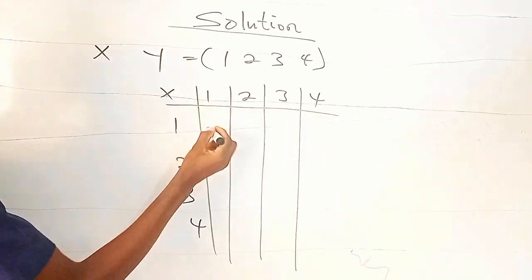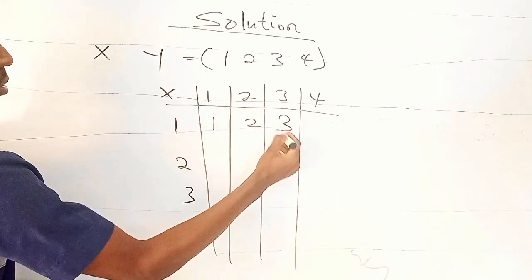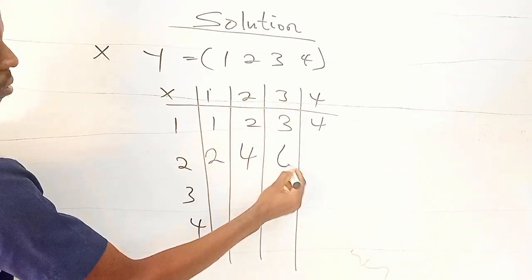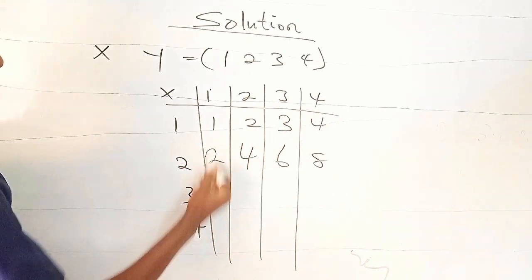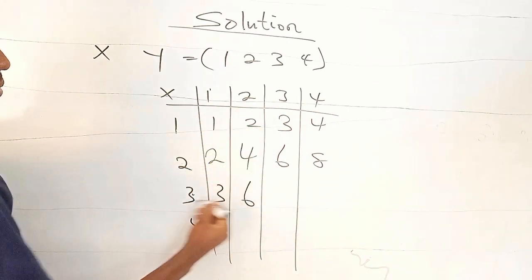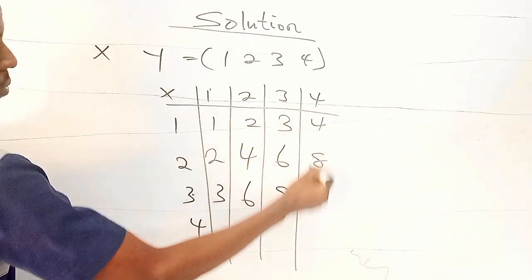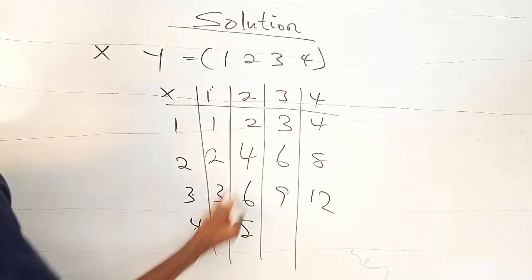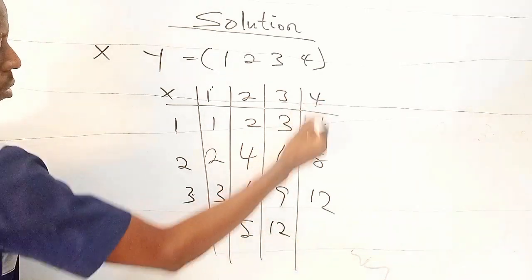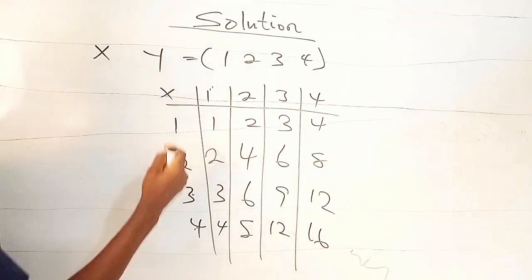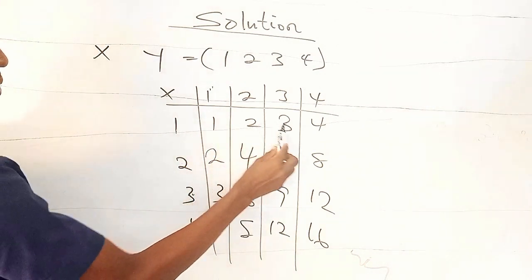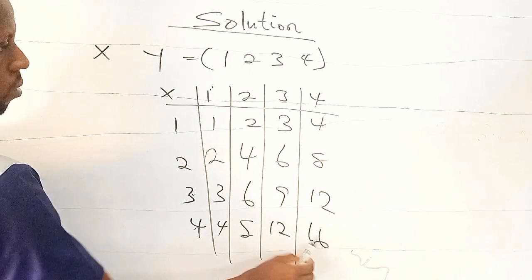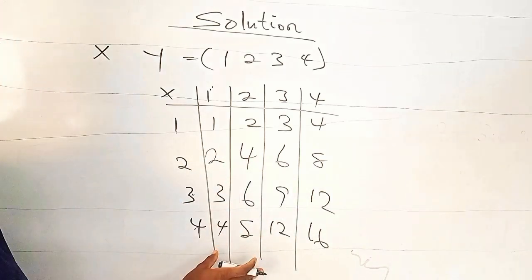1 times 1 is 1, 1 times 2 is 2, 1 times 3 is 3, 1 times 4 is 4, 2 times 1 is 2, 2 times 2 is 4, 2 times 3 is 6, 2 times 4 is 8, 3 times 1 is 3, 3 times 2 is 6, 3 times 3 is 9, 3 times 4 is 12, 4 times 1 is 4, 4 times 2 is 8, 4 times 3 is 12, 4 times 4 is 16. So we have how many possible outcomes? 1, 2, 3, up to 16. These are the total number of possible outcomes we can have.